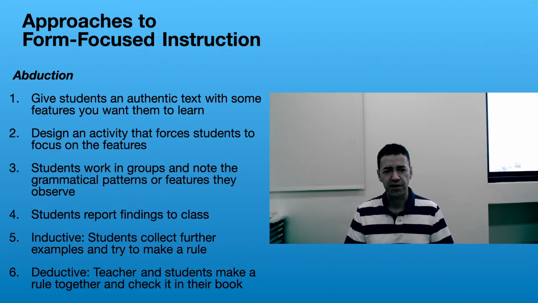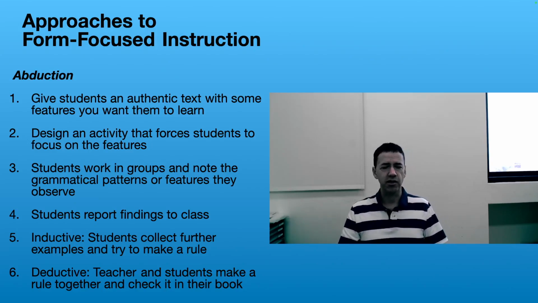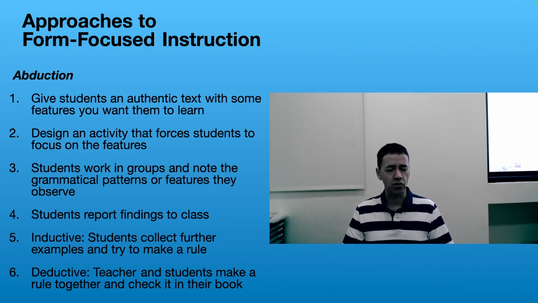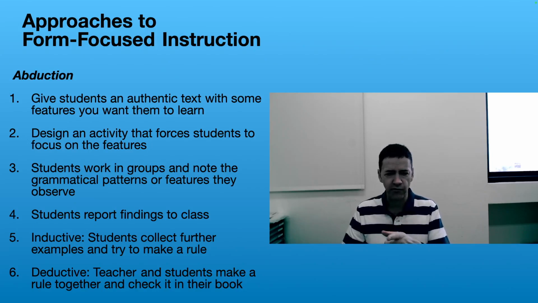Okay, so this is how you could run abduction. You give students an authentic text with some features you want them to learn. So whatever it is, present progressive, the simple past, whatever. Make sure it's in there a lot. Then you design an activity that forces the students to focus on the features. Students work in groups and note the grammatical patterns or features they observe, and then they report their findings to the class. So in this way, you are asking students to search and figure out, how come the verbs are all different in this one? So there must be some rule, and they try to figure it out on their own.